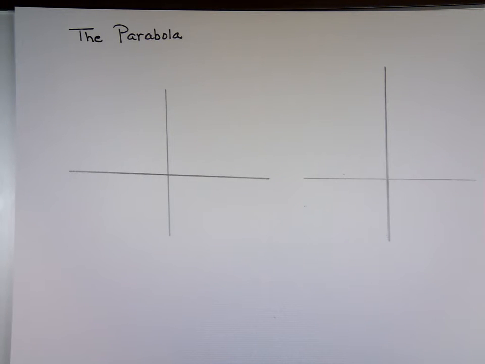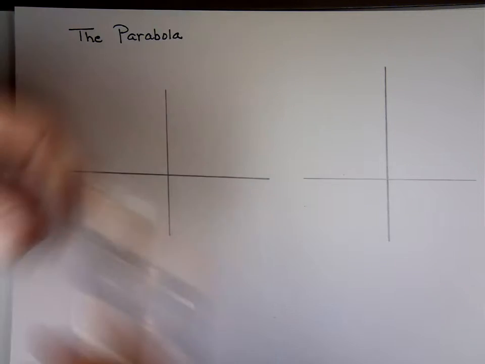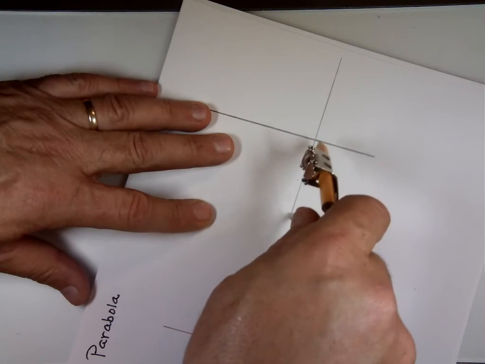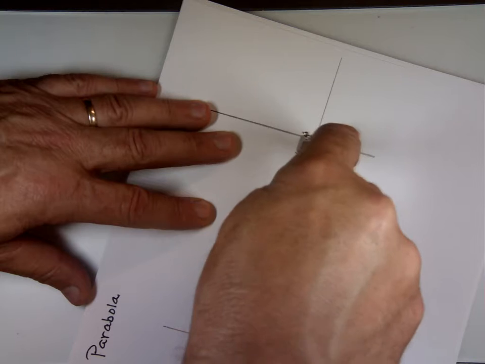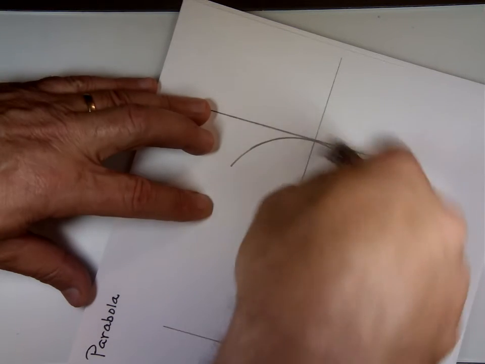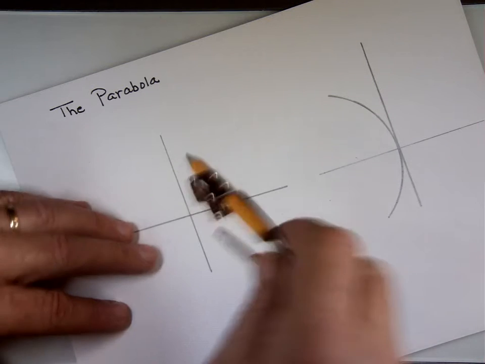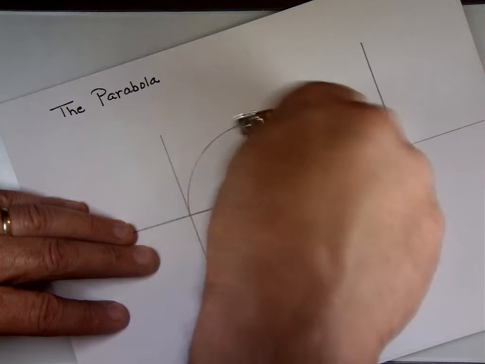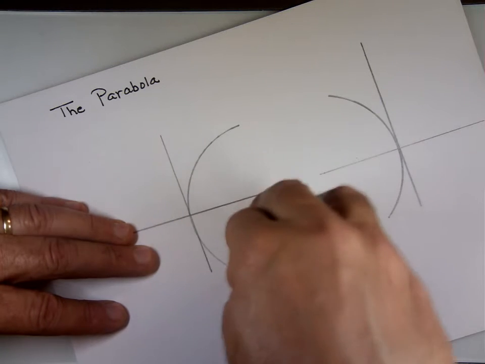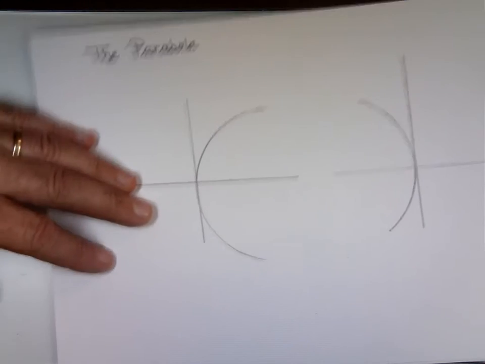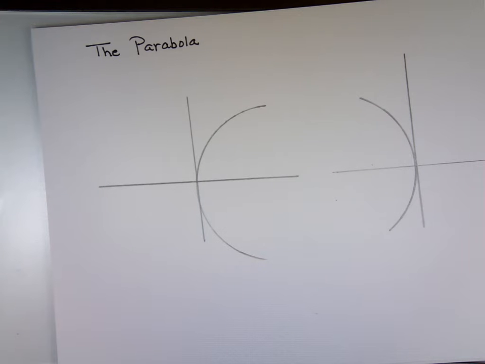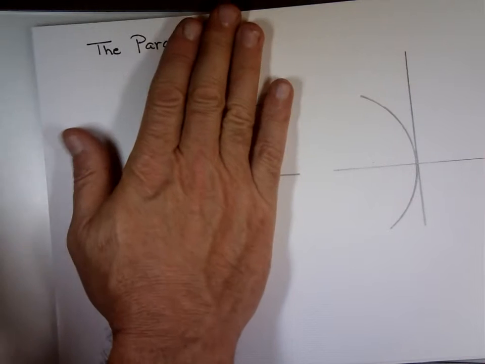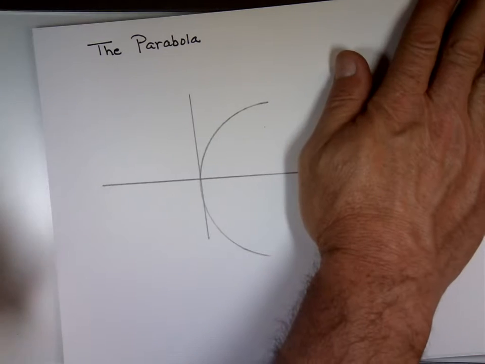What does a parabola look like? Let me just see if I can do one here. Here we go. It could look something like this, opening to the left, or it could be opening to which way? To the right. That's what a parabola is. Or it could open upward, one piece, it's not both. It could look like this, or it could look like this.